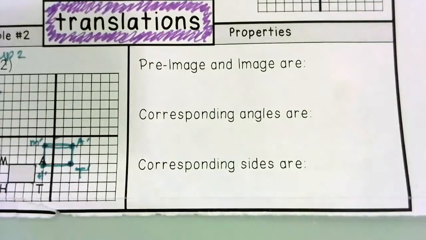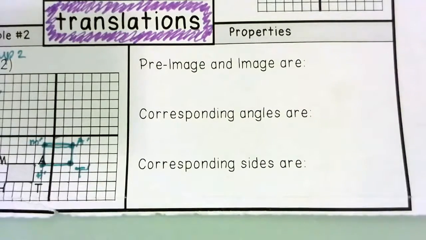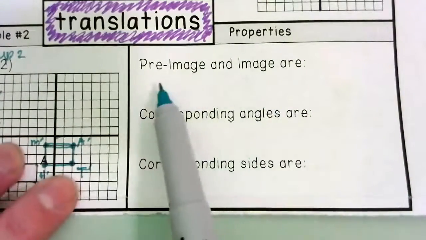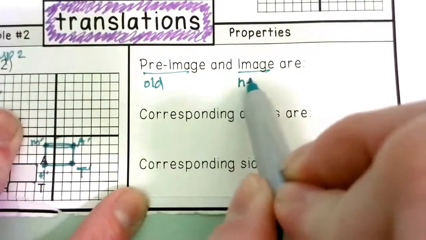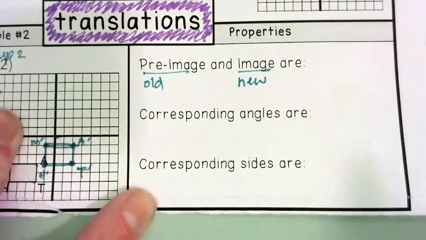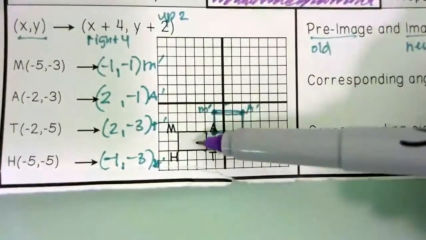So if we look at the properties and the type of shapes we have, we're looking to see are shapes congruent? Are they similar? Do they stay the same? What changes? So pre-image and image. Pre-image is the old one. Image is the new one, just so you know. So we want to compare. How does the old and the new compare?